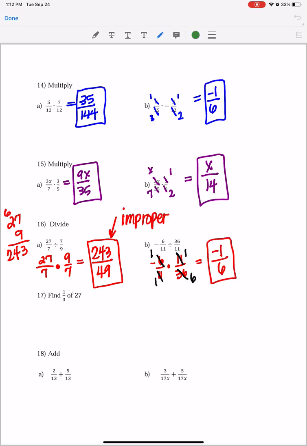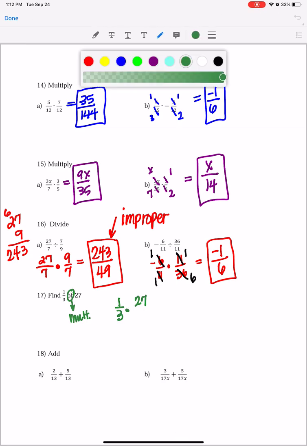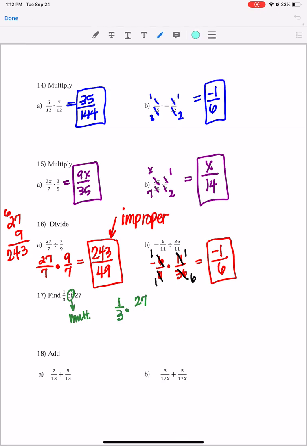So this word right here, of, means multiply. So I'm just doing 1/3 times 27. Now you can leave it just like this and multiply. If you want this to become a fraction, put it over 1. Not necessary, but if you like fraction with a fraction, I get it. So multiply or cross reduce.